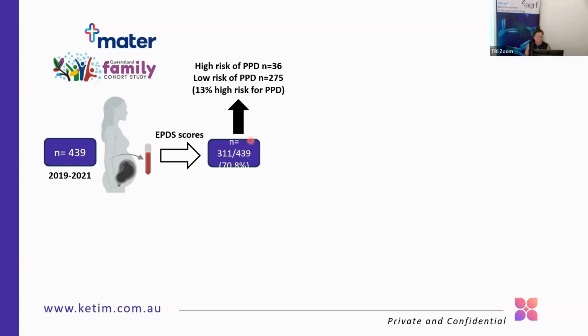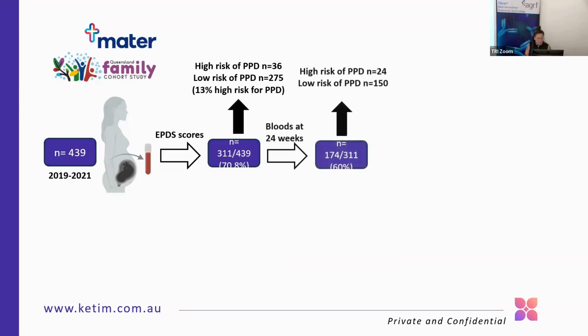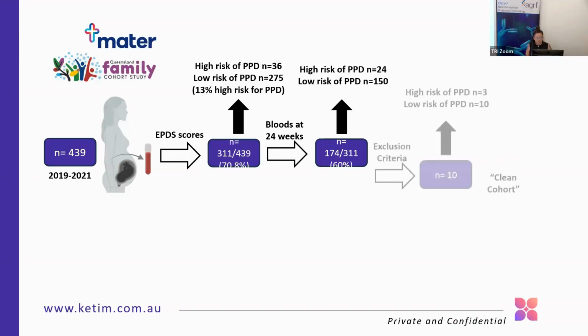And one of the things that we did do as well is identify, out of these women who had the EPDS completed, how many of them had bloods taken at 24 weeks. And we saw that there were about 174 women, so about 60% of them, who had bloods collected at 24 weeks. Again, the number has decreased now from 36 women to 24 women.